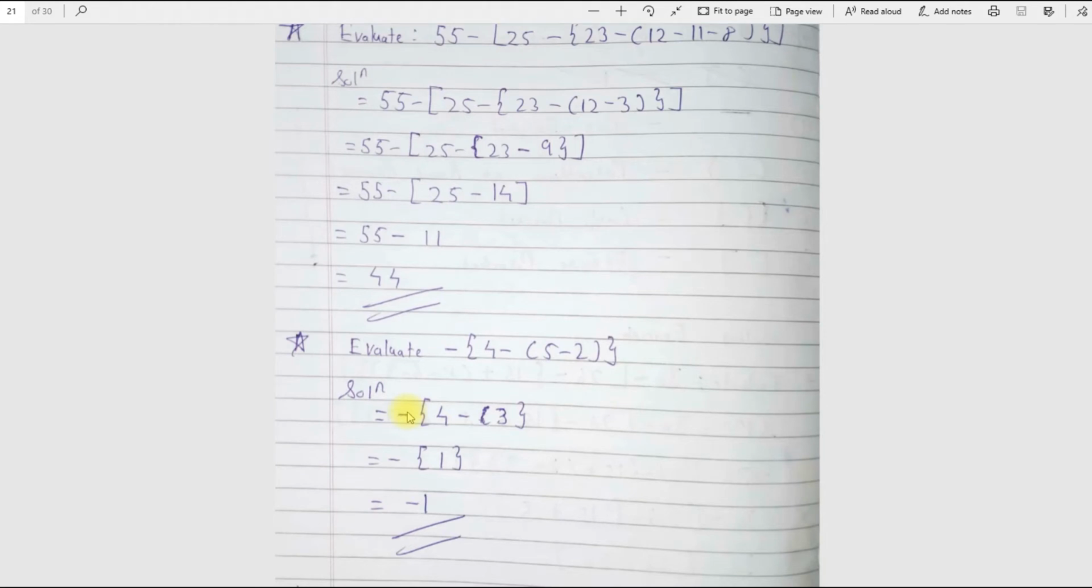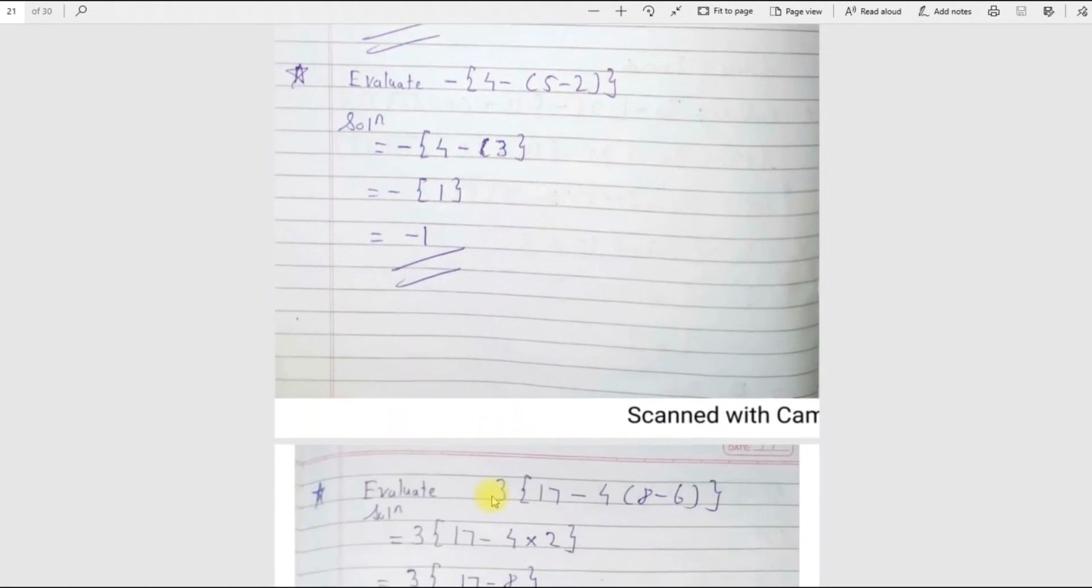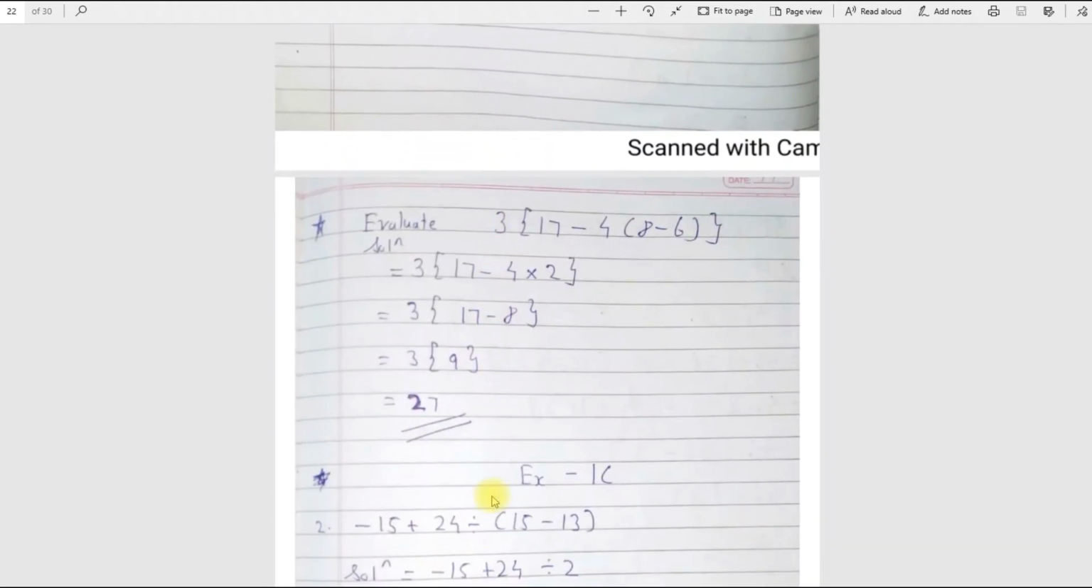I will explain why it is tricky. 5 minus 2 is 3. I wrote 3 over here. Now 4 minus 3 is 1. Just don't make a mistake. They forget that it is minus over there. So minus into 1 is minus 1. This is the final answer. Next, over here, evaluate. You can read the question.